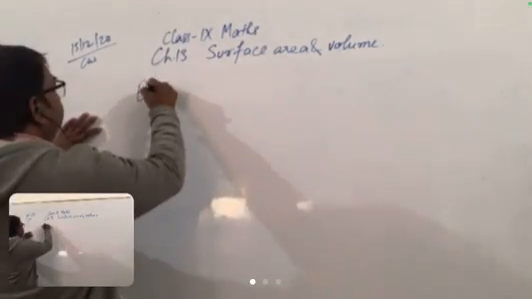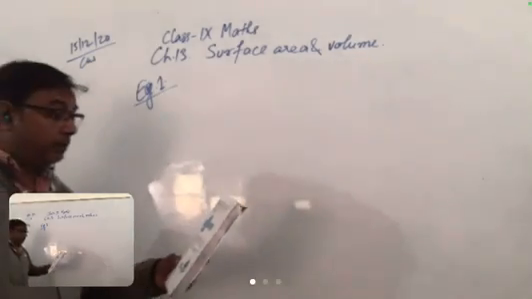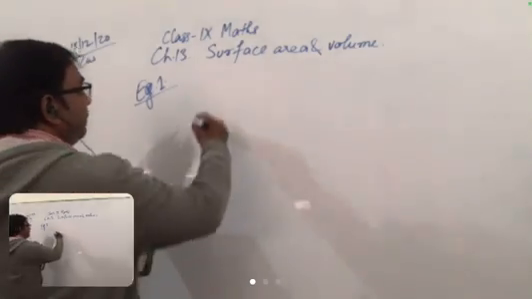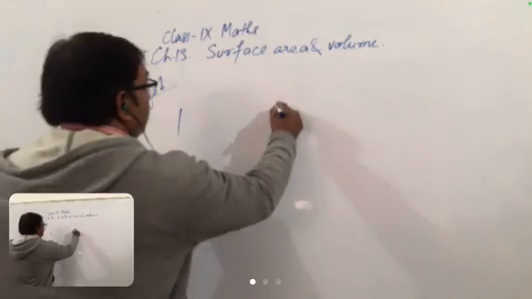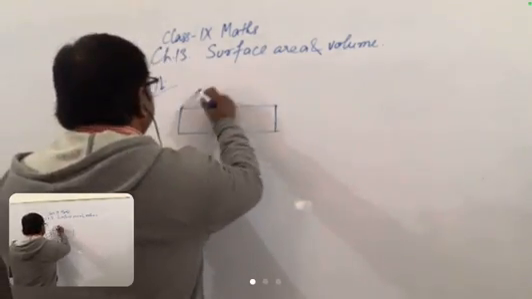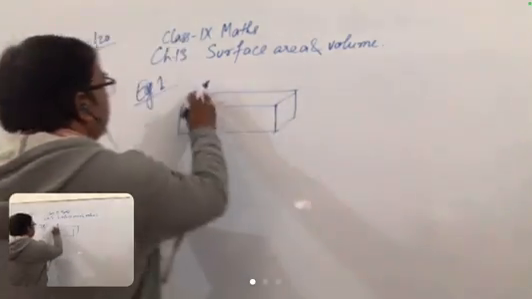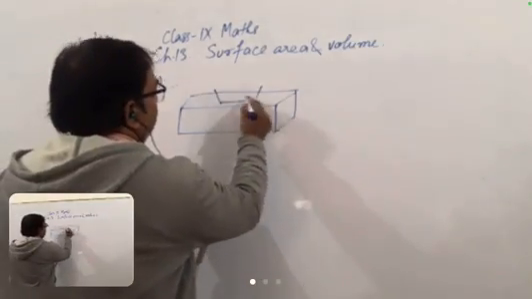Now example 1. A girl wanted to decorate her Christmas tree, and she wants to place the tree on a wooden box. Okay, there is one wooden box, and she wants to place a Christmas tree shape on it.